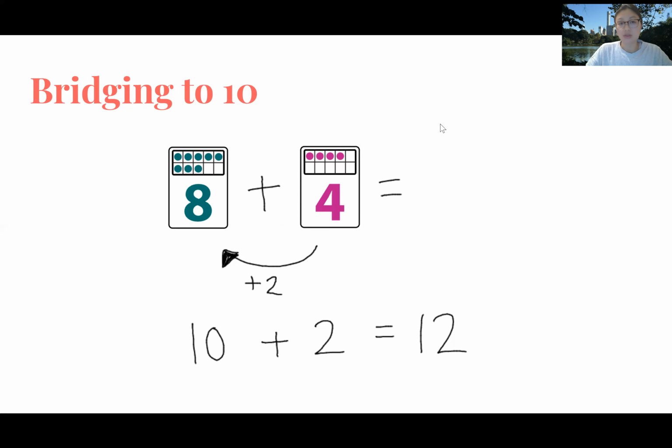So when you teach your child this strategy, it's very important to have them understand how to go through the steps. But the more important thing is that they understand why they are using this strategy and how it can help them to add.